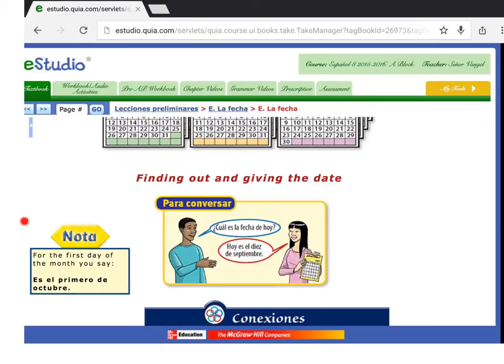And there's another very special nota over here. The first of the month is the only one where you don't actually say the number. You say this word, primero. So it is the first, the only one where you don't just say the number, primero de octubre. And that means it's the 1st of October.